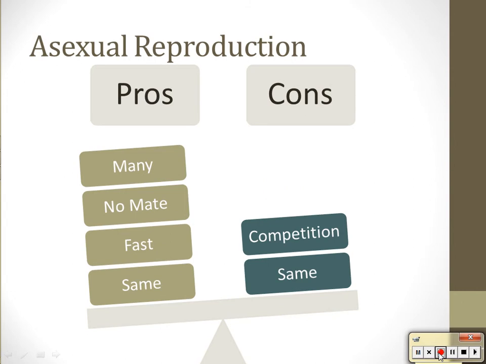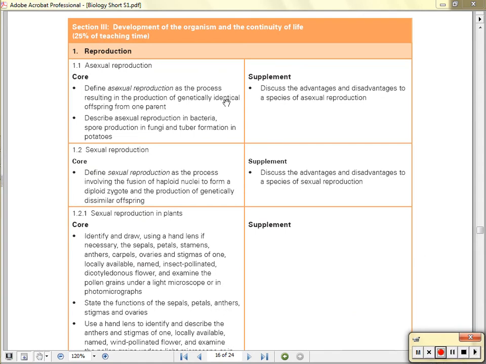The pros of asexual reproduction, so that's just the cell splitting to make identical offspring or daughters. There are many. There's no need for a mate. It's super quick, and all your kids are the same. And just like in the sexual reproduction, the downside to that is all your kids are the same, so we introduce more competition.